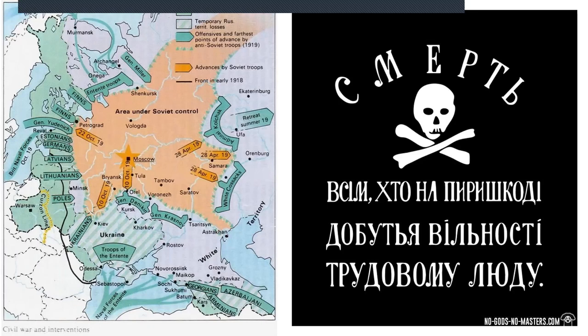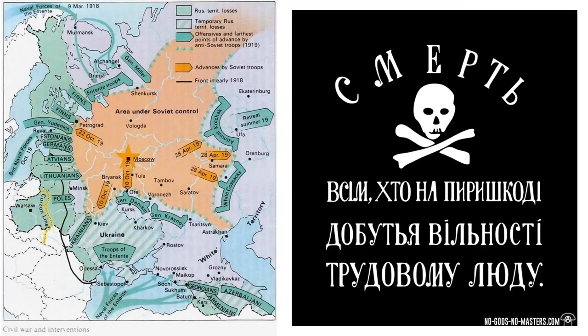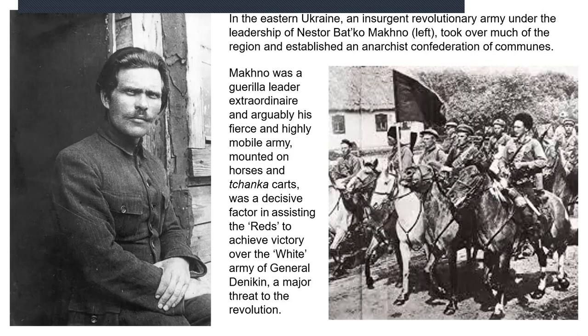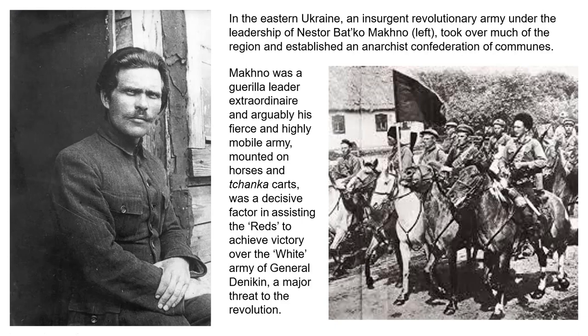So this is the Makhnovist flag. The flag is translated as "death to all who would stand in the way of workers' freedom." Next picture. Yes, so this is the largest and the most effective anarchist army. It arose in eastern Ukraine, was known as the Makhnovchina, and it was an insurgent revolutionary army under the leadership of Nestor Makhno, who took over much of the region, and they established an anarchist confederation of communes.